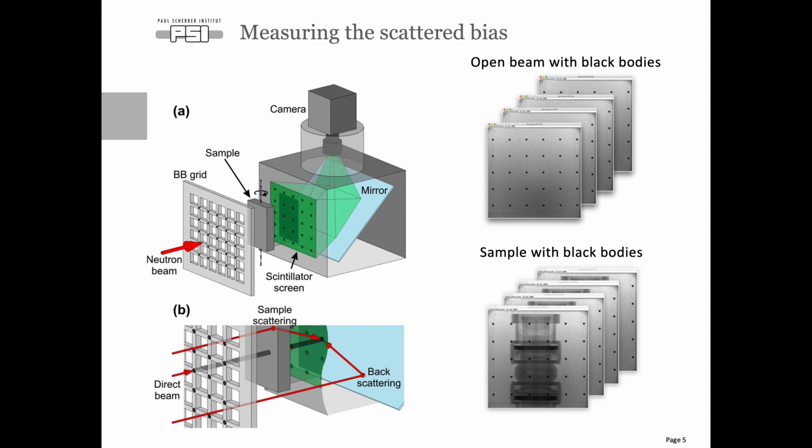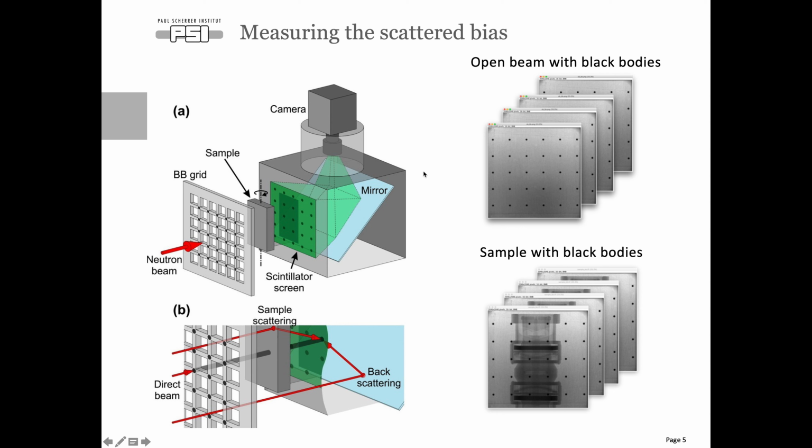What we have developed is a method where you can measure the scattered bias, and that is done with the help of a grid with absorbing dots. You can see some dots here, and those dots will also be projected in the image. And then you have the sample in here. What is happening is, if you have the direct beam, it should be dark, but the scattered neutrons from the sample and from the environment will actually contribute behind these dots, and that is the bias you will see.